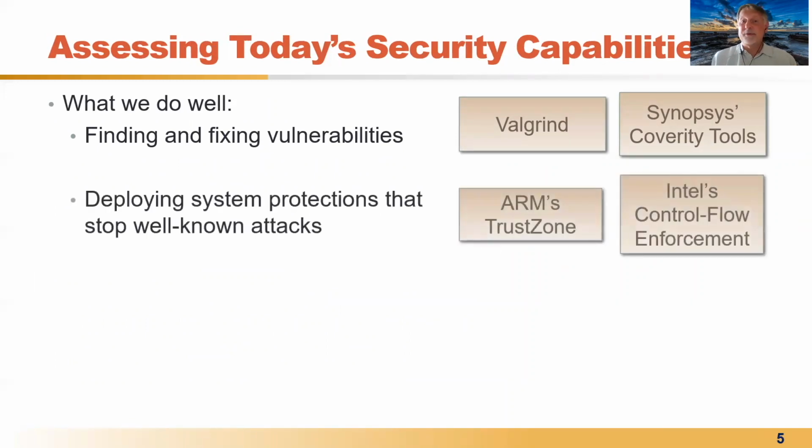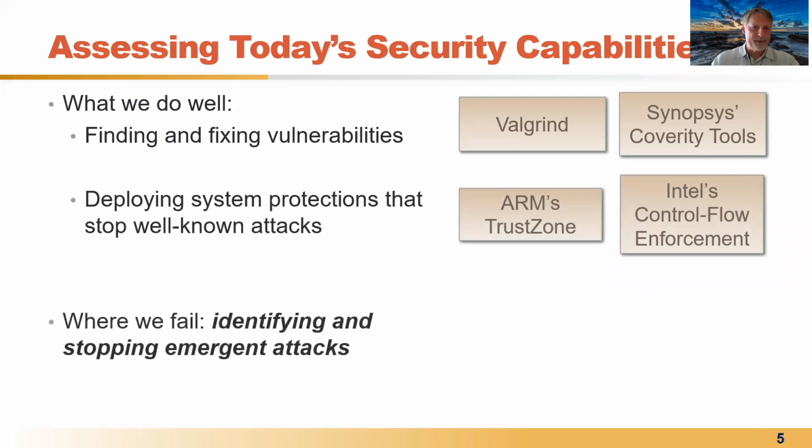Now, when it comes to vulnerabilities, we understand very well how system designers and hardware designers can introduce mechanisms that can basically shut down that vulnerability. A great example is ARM's TrustZone to stop memory attacks, and Intel's control enforcement to stop control flow attacks. These are very powerful mechanisms, but they specifically address a well-known attack scenario. Where we really fall short is on identifying and stopping emergent attacks.